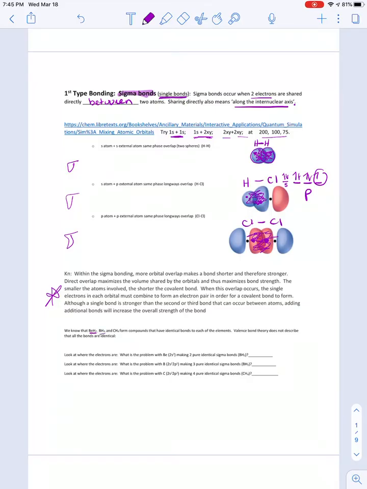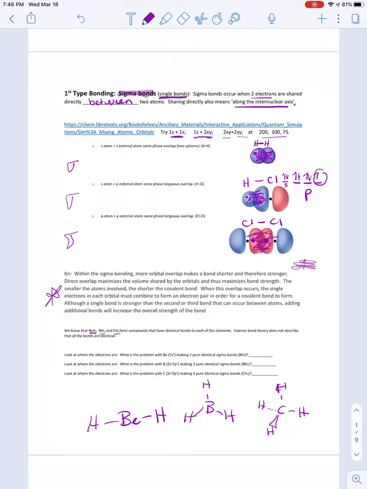So what we do know is we know that BeH2, BH3, and CH4 form compounds and that they have identical bonds. So I'm going to do Be. So we know for sure that this happens. We also know for sure that this happens. And we know for sure that this happens. Oops, sorry, that's an H, that's behind the screen, that's coming out from the screen. We know that happens.